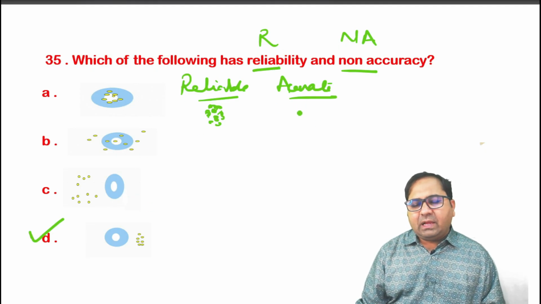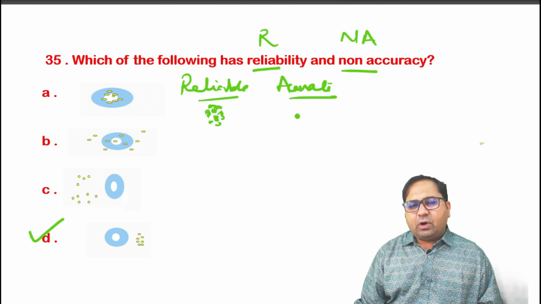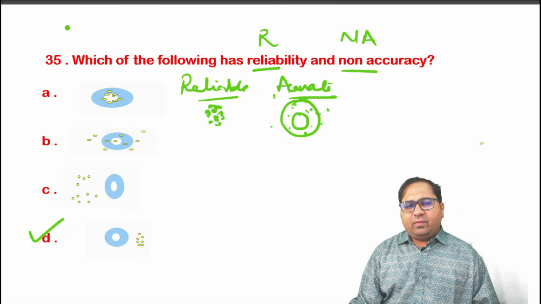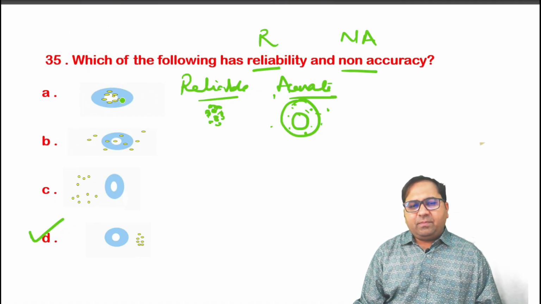But when do you say it is accurate? If any of the shots touches any part of the bullseye, then you can say it is accurate. Now let us see each and every circle. In figure A, all the shots are at one place, so it is reliable, and the shots are touching the bullseye, therefore it is accurate.